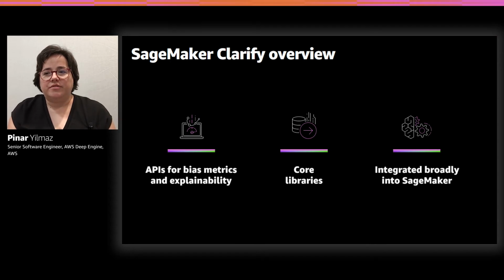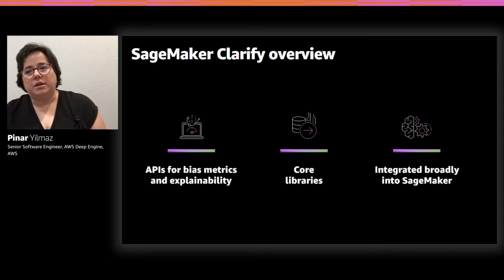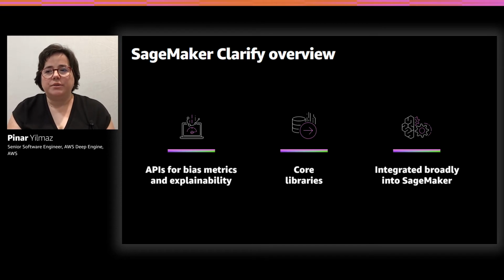In SageMaker Clarify, what we're offering is a collection of APIs and core libraries, and these tools are broadly integrated into SageMaker. We offer a first-party container to be used as SageMaker processing jobs, which is framework and model agnostic, and our core libraries are used for bias detection, mitigation, and explainability, which is optimized to run on AWS. You can find these tools and features spread throughout different SageMaker components such as Studio, Data Wrangler, Debugger, Experiments, Model Monitor, and Pipelines, and more to come.